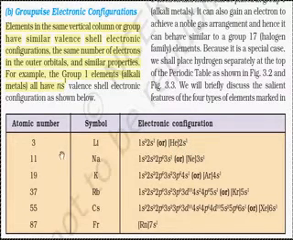Then we have sodium, atomic number 11. The electronic configuration will be 1s2, that is, the first two electrons will go to the first orbit, s orbital. The next two electrons will go to the second orbit, s orbital. Then 6 electrons will go to the p orbital of the second orbit. Here we have 2 plus 2, 4 plus 6, that is 10 electrons. And then we have in the third orbit, s orbital, 1 electron.